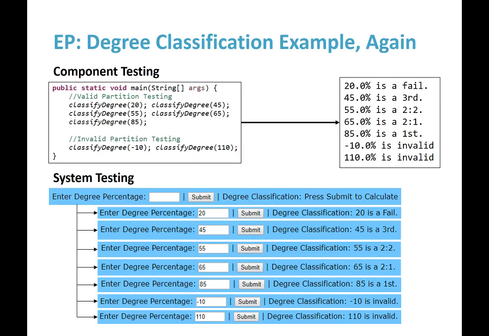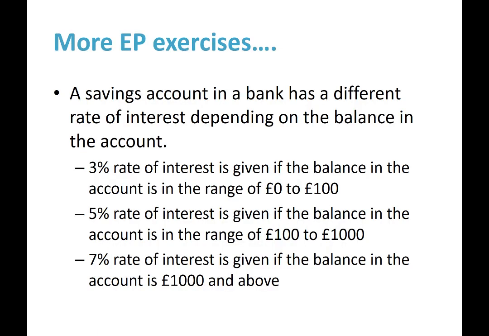So at the top here we have a simple Java application that calls a method called classify degree, passes it in a value, and we have the corresponding output in the console window, and that's exactly the same for the web-based version we have underneath. So the programming language and the environment don't matter. The actual technique is platform and development environment independent. You can still take the same approach in multiple environments.